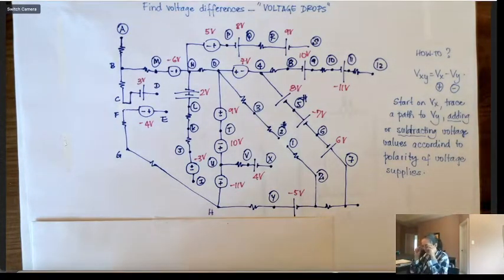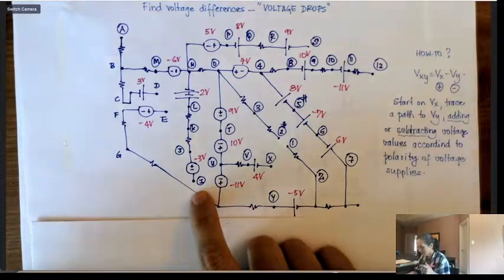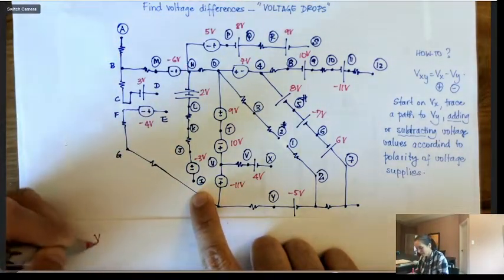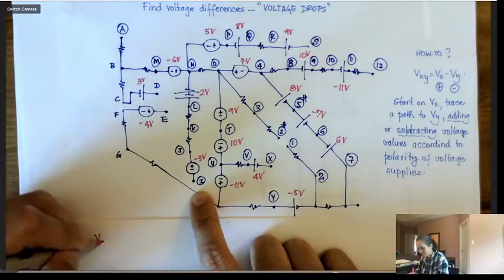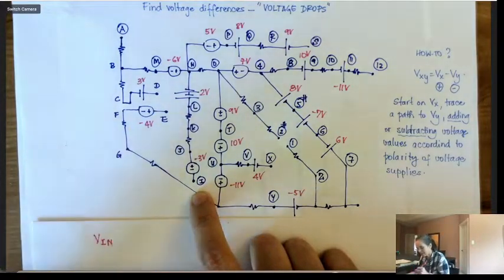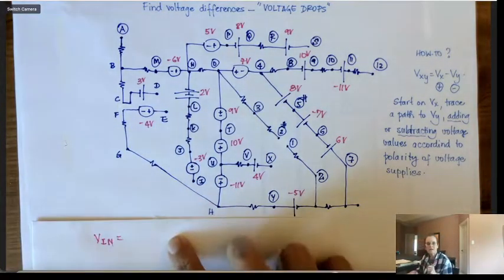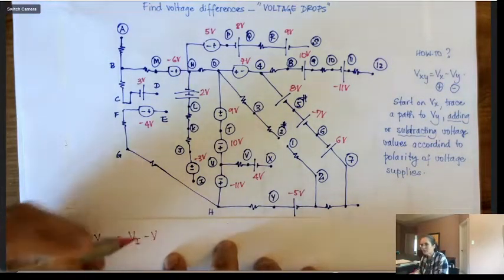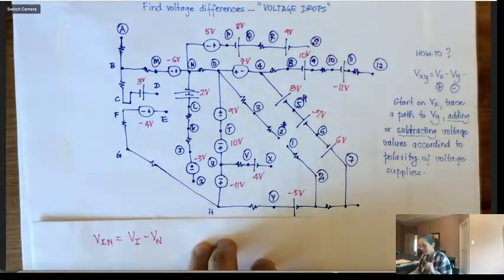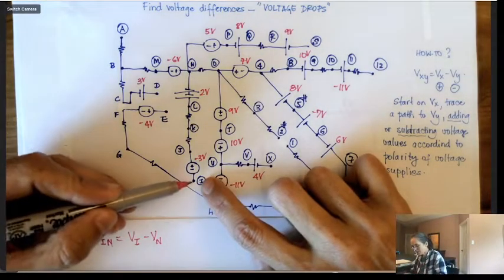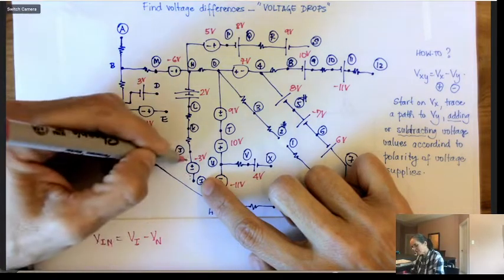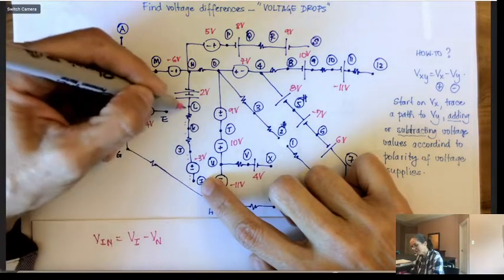So I'm going to start off by, for example, doing N through I, and let's say I is going to be my positive and N is the negative. Vin, in this case, will be Vi minus Vn. And I'm going to think to myself, here's a positive, and I want to go all the way to N. So I'm tracing a path that's like this.